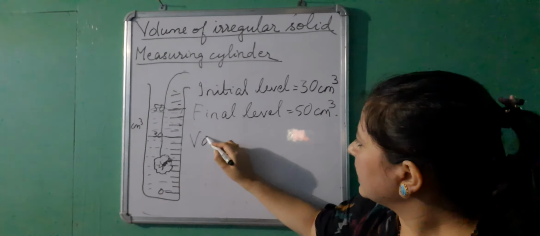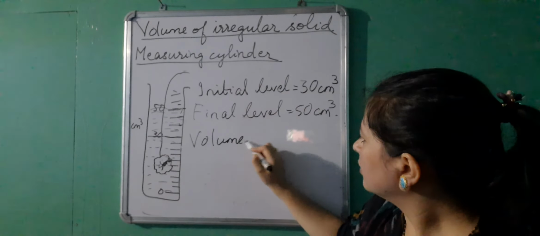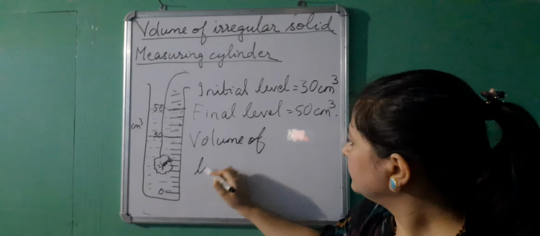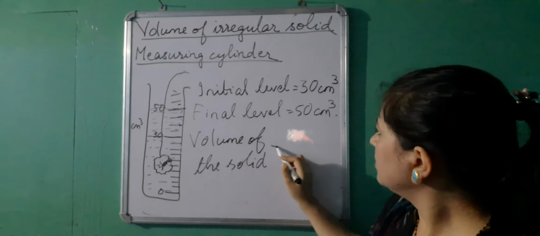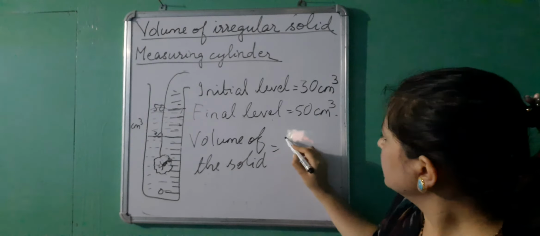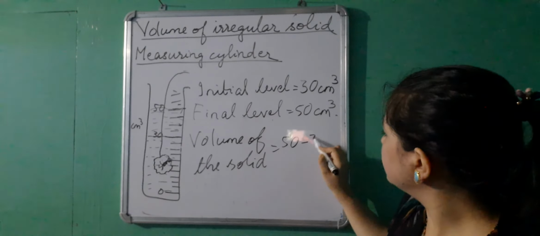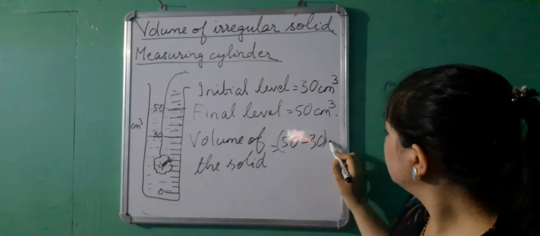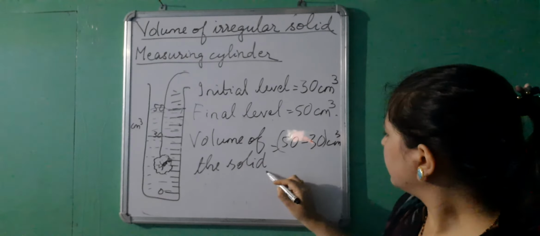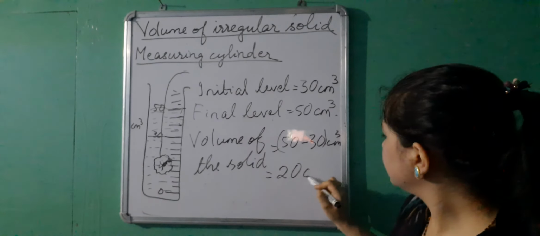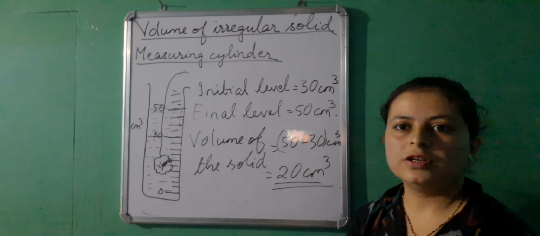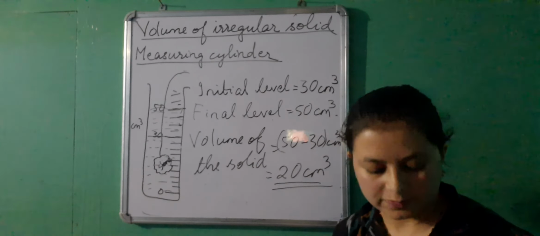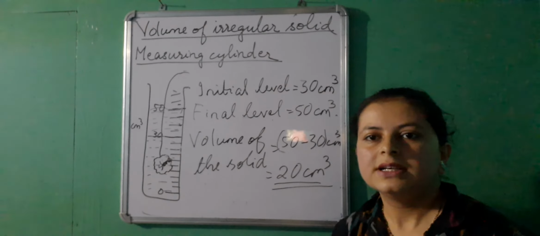So we can say volume of the solid is equal to final level of water minus initial level of water, that is 20 centimeter cube. This is how we measure the volume of an irregularly shaped object using a measuring cylinder.